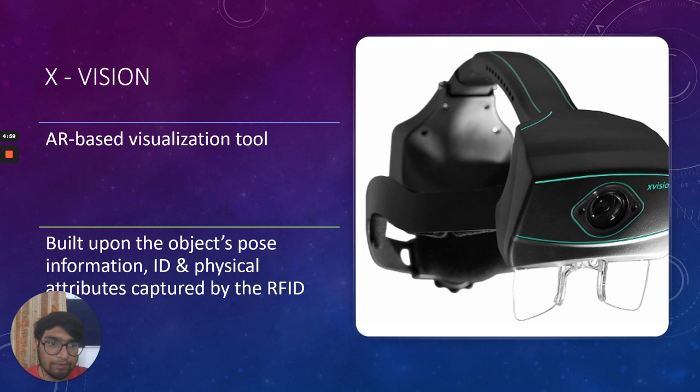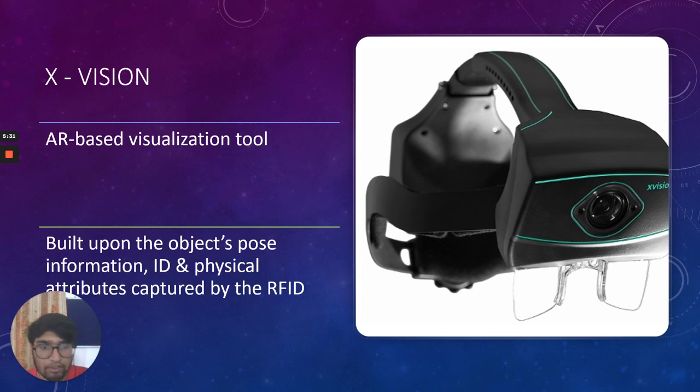So yeah, this is basically a glimpse of what our tool, X-Vision, looks like. This is one of the products which is in the market. It is completely based on AR, and it is a visualization tool. It is based on three things on which it works. First of all, it is built on the object's pose information, like where the things are situated, and the ID, which is generated using RFID.